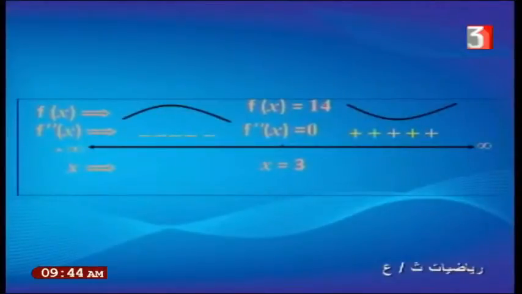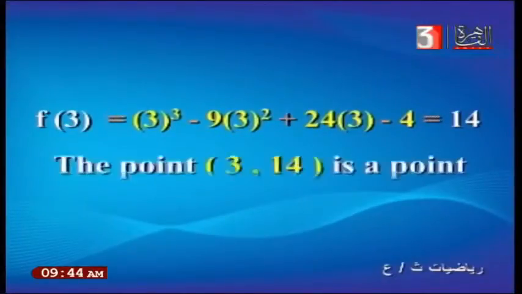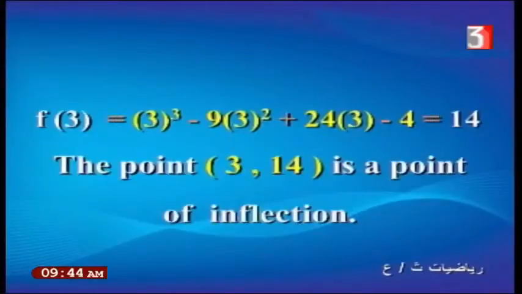This point at x equal 3, then f(3) equals, we substitute in the original function f(x) equals x^3 minus 9x^2 plus 24x minus 4. Then f(3) equals 3^3 minus 9 times 3^2 plus 24 times 3 minus 4, which equals 14. Then y equals 14. The point (3, 14) is a point of inflection.